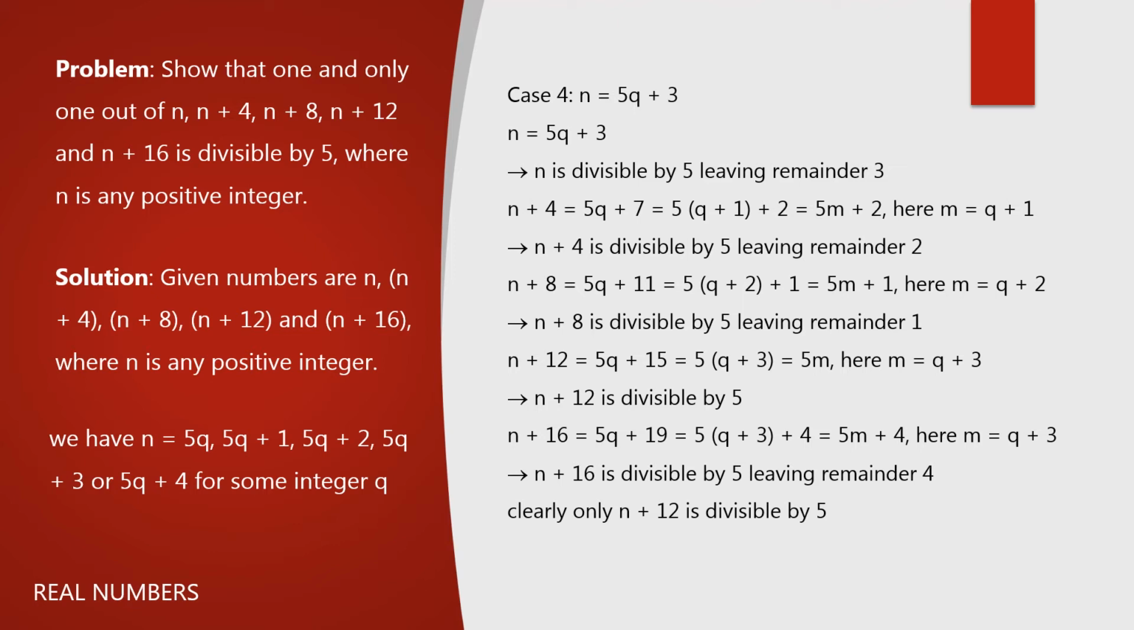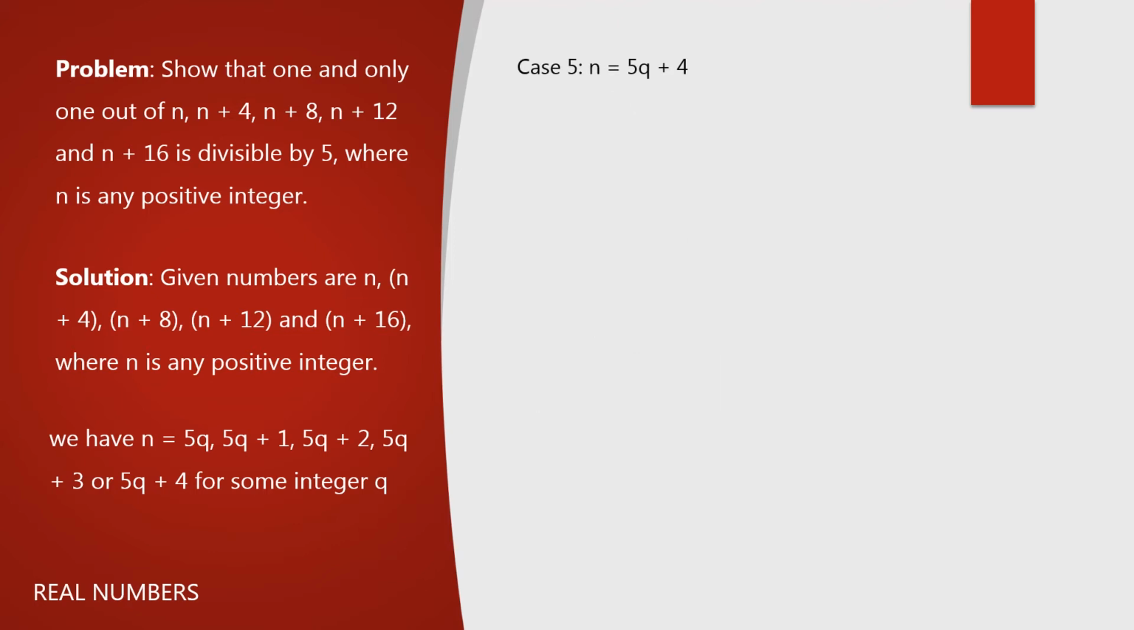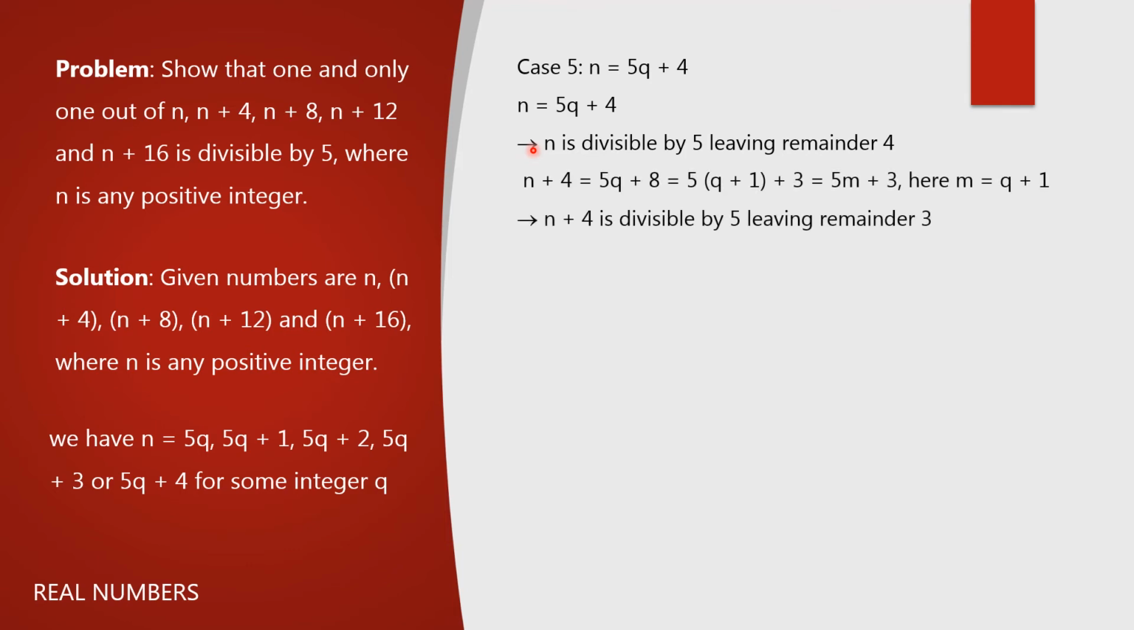Let's take case 5. Now coming to case 5, n is equal to 5q plus 4. Now we'll find all the 5 values. n is equal to 5q plus 4, and this can be written as n is divisible by 5, leaving remainder 4, as 4 is less than 5. That means in this case we have remainder. That's why n is not divisible by 5. We can conclude. Coming to next value, n plus 4, 5q plus 4 plus 4, that is 5q plus 8.